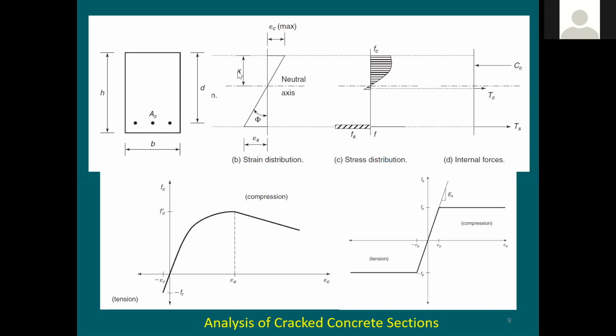If I know X, I know that this is going to be 0.03. Can you figure out the strain at the steel level? Say yes, I can figure this out because I have two symmetrical triangles. These two triangles are going to be similar to each other. If you have the strain here, divide by this X, it's going to be equal to epsilon S divided by D minus X, which means this height. And with that, you're going to be able to figure out the strain in the steel.